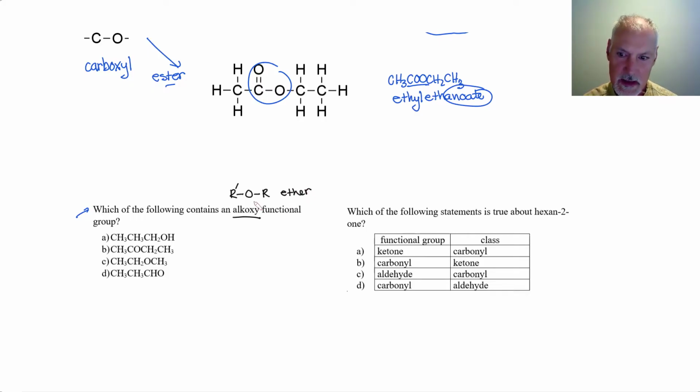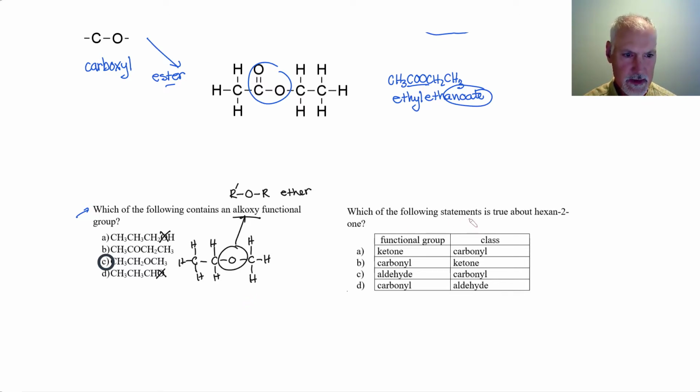So the key is that it's in the middle. And this one has the oxygen at the end. And this one has the oxygen, in fact, the double bonded oxygen, at the end. So that takes these two out of play. The one that fits the bill is C. If I look at it structurally, that would have CH3, CH2, and then I'm connected to an oxygen, and then to another CH3. So right there is the alkoxy functional group, and this is a member of the ether family or ether class.